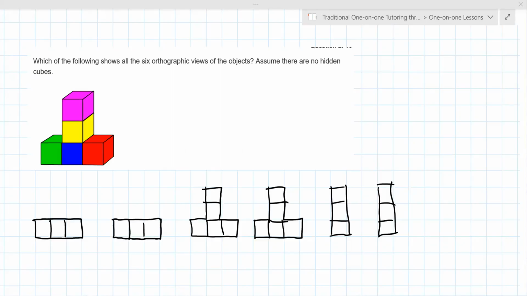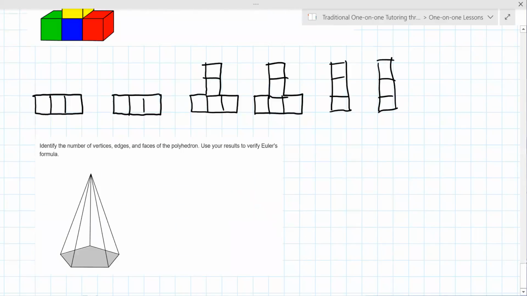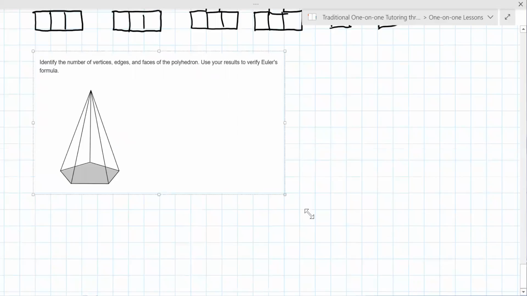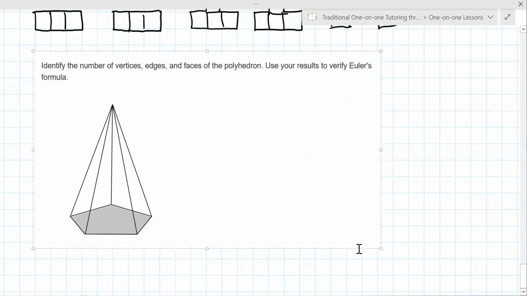Euler's formula. Just looking at this one. You actually did okay on this, but we might as well do it. All right. Okay, it says identify the number of vertices, edges, and faces of the polyhedron.